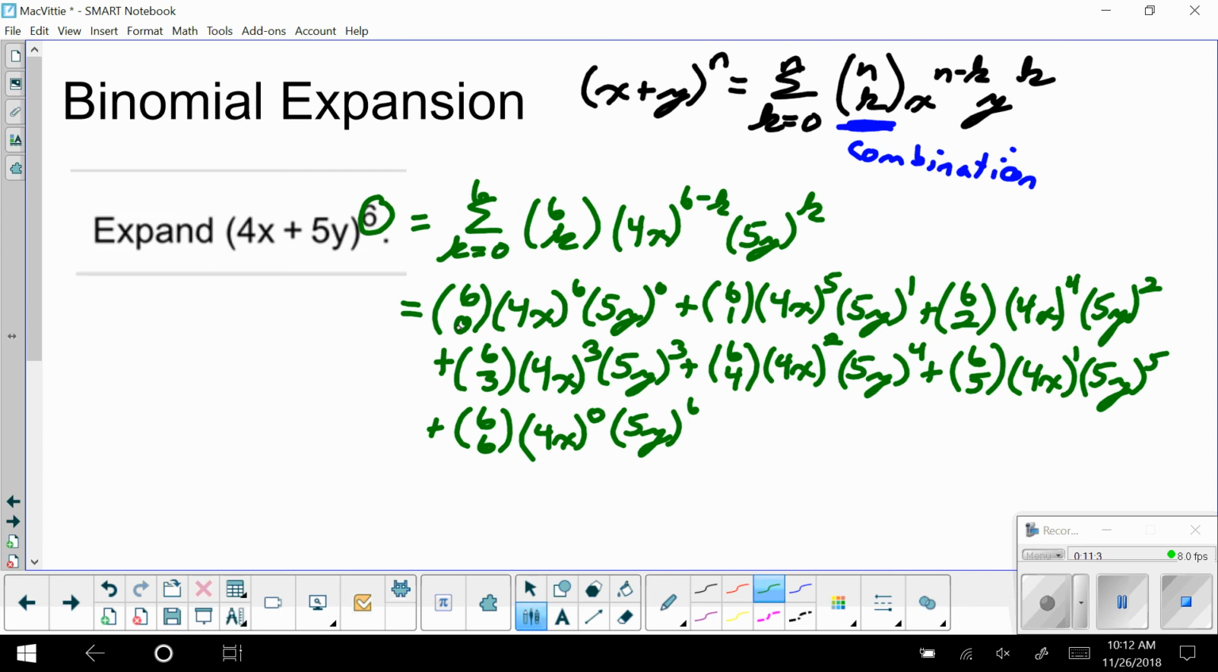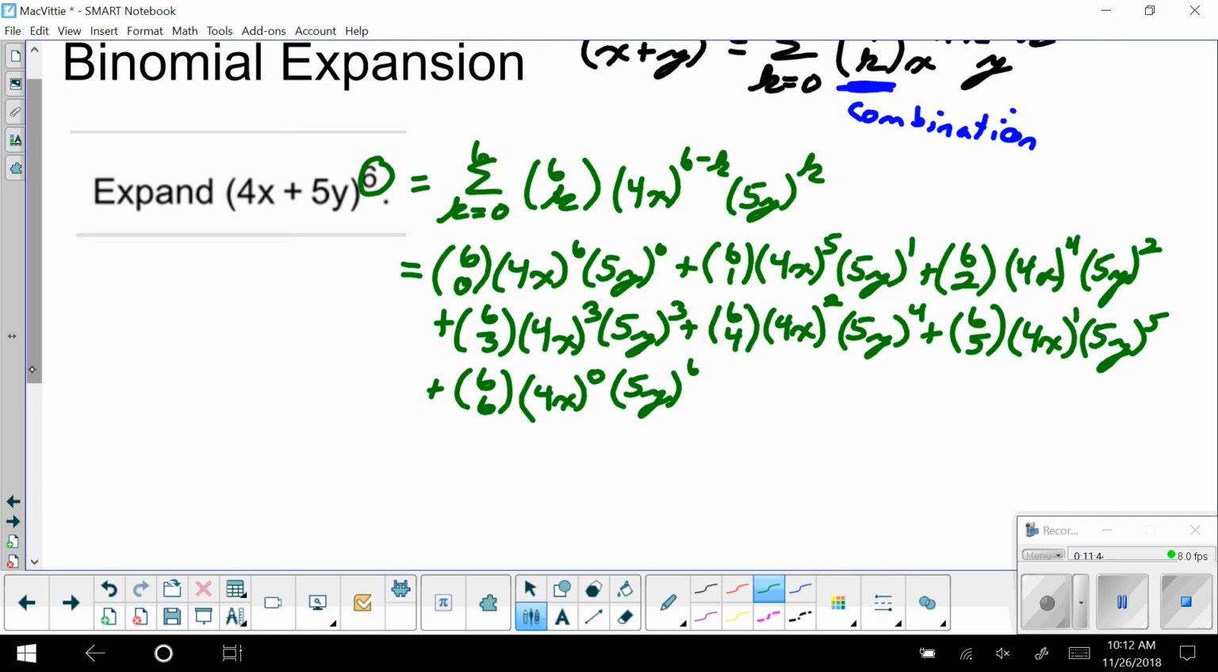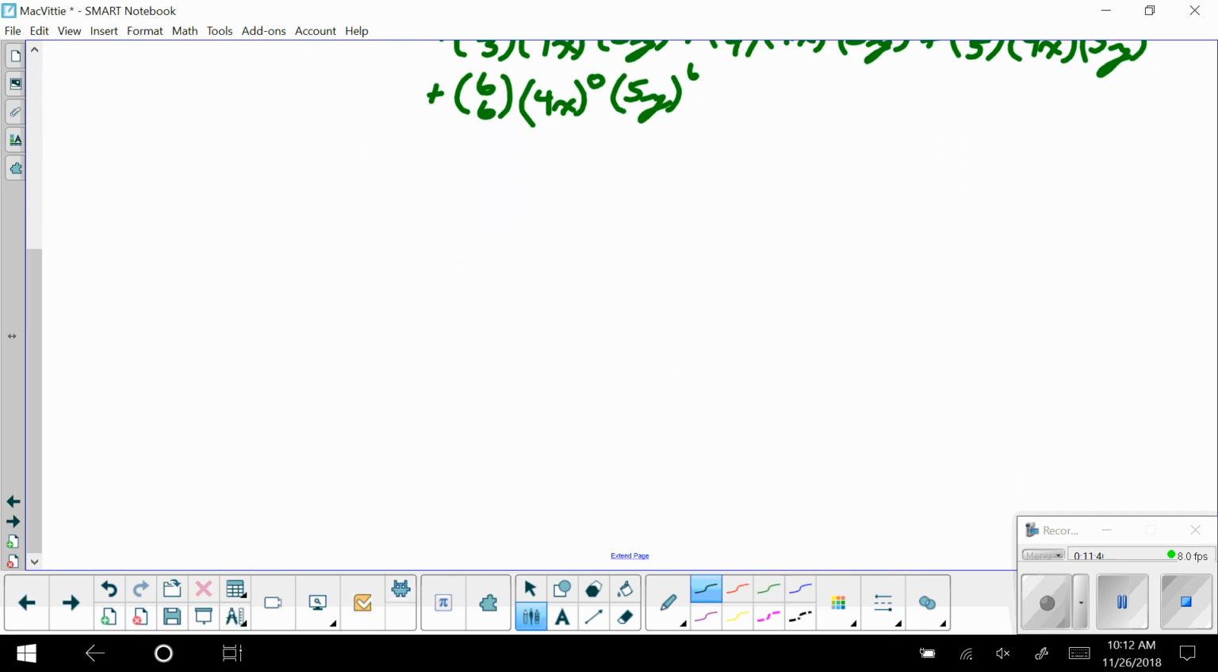Then going through and most likely using your calculator to do these combinations of 6 picks 0, 6 picks 1. Again, these are combinations here. Alternatively, and the way I typically do it is I normally won't write it out like this. What I will normally use is what's called Pascal's triangle.